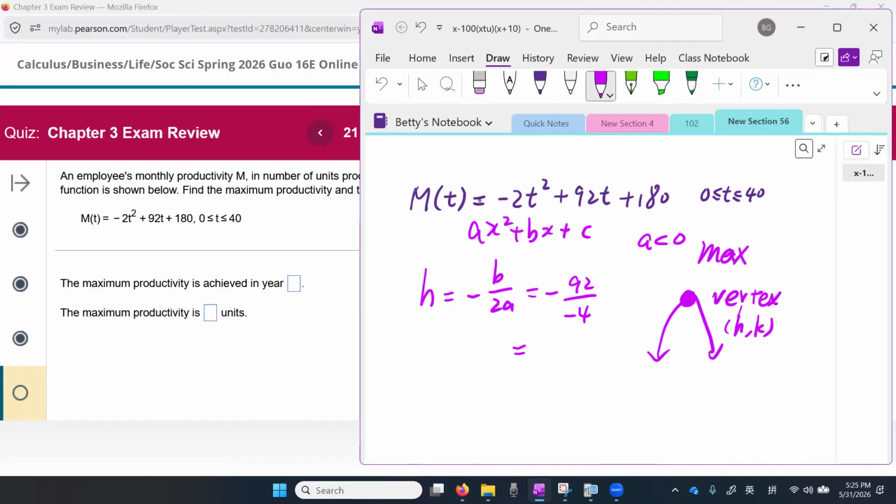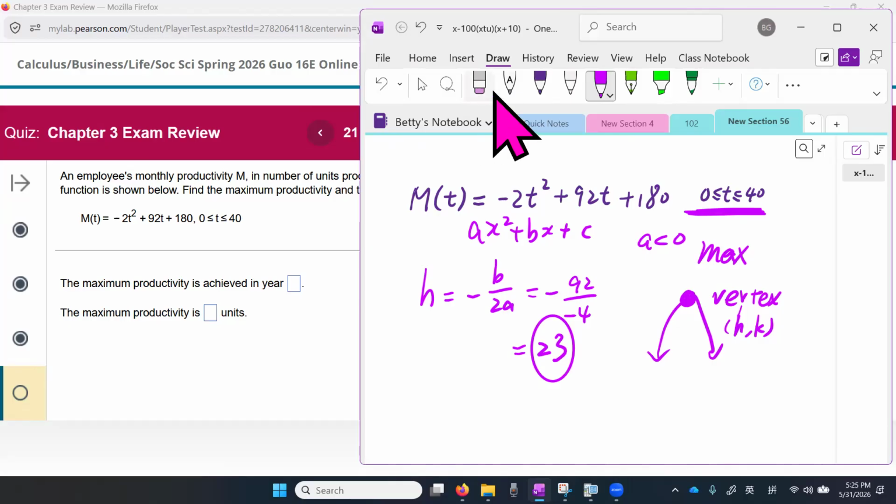So you're going to have 23. That's within the interval, so that's fine. It's achieved in year 23.